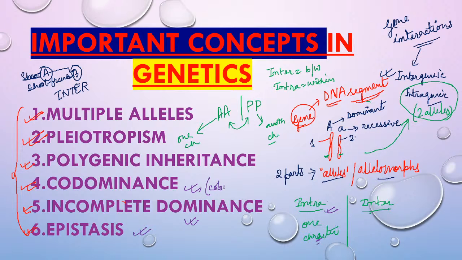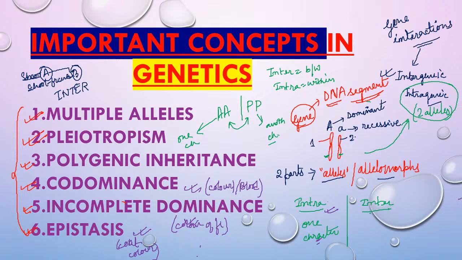In codominance, we talk about the color or the blood group, right? Only one character. In incomplete dominance, we only talk about one character, that is the color of the flower. In epistasis, we talk about the coat color, that is the color of the body fur. So there is only one character.